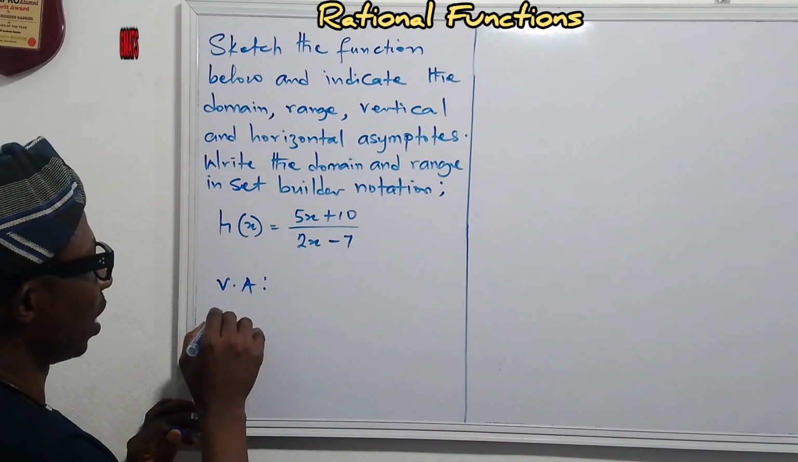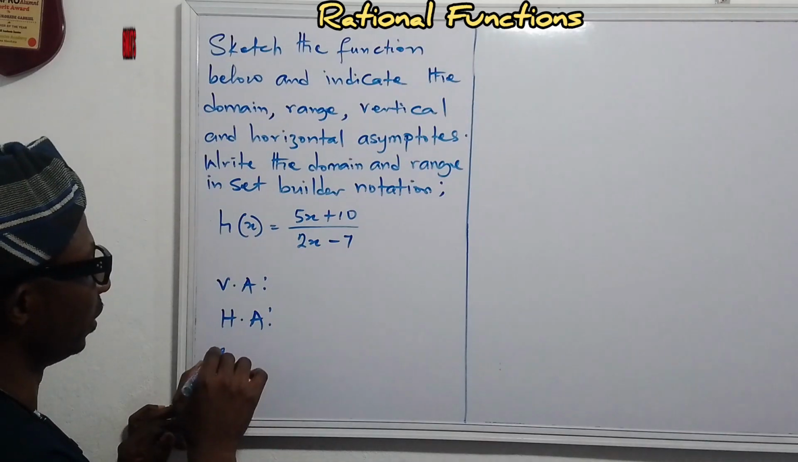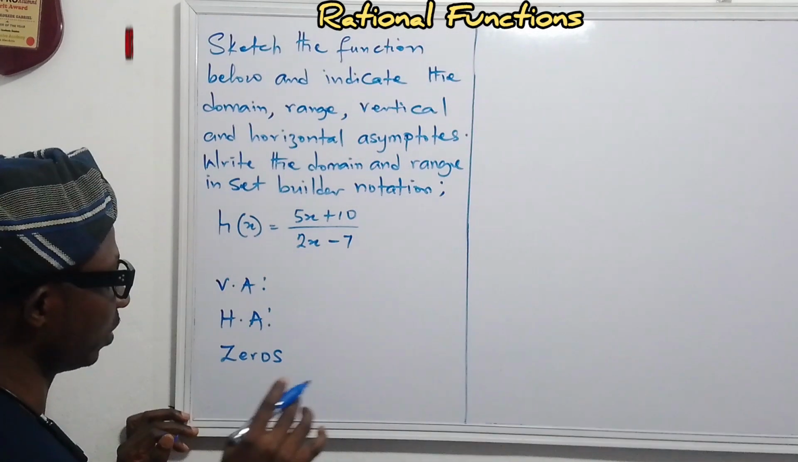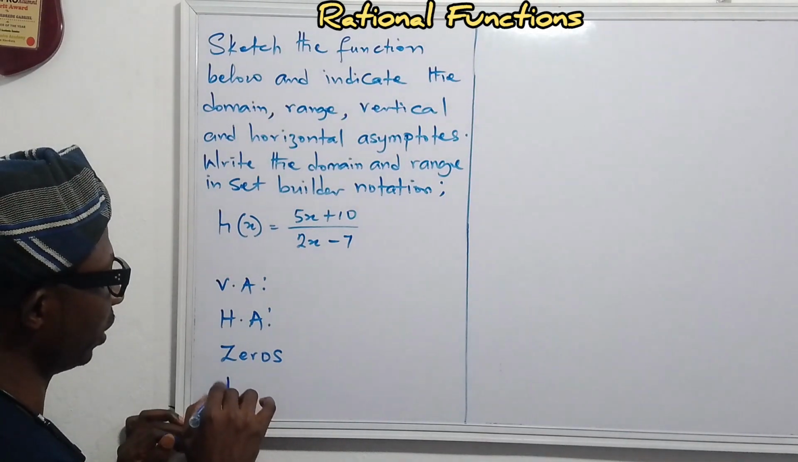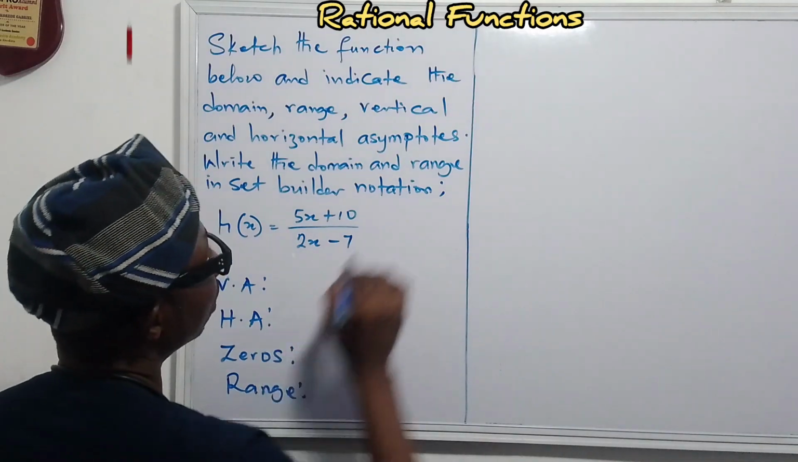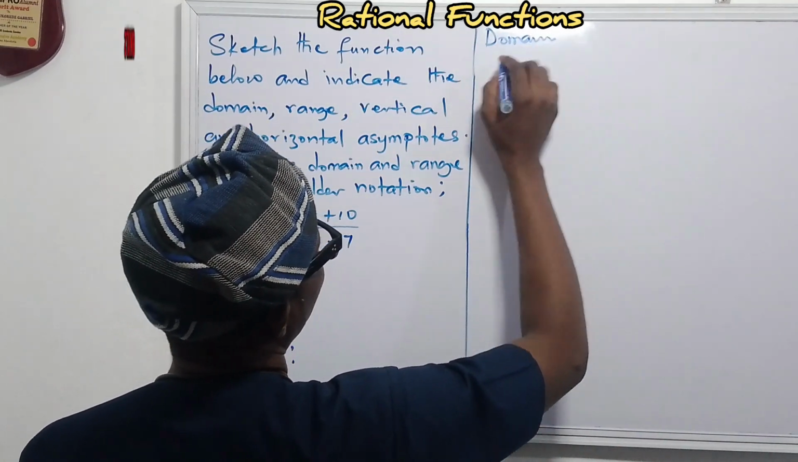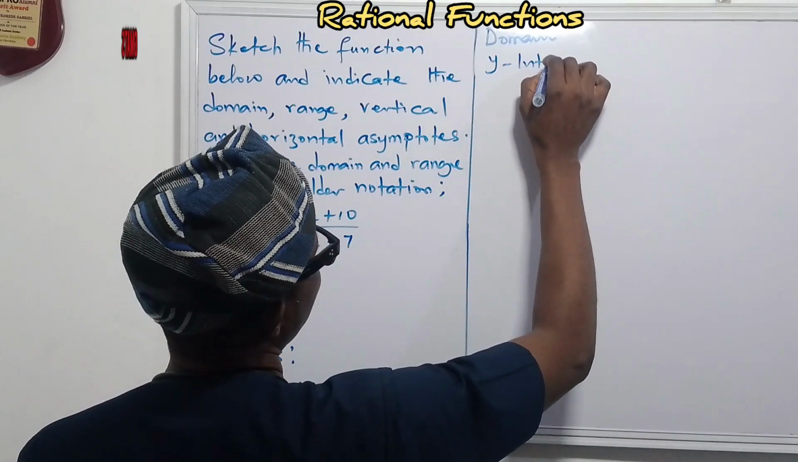So, horizontal asymptotes, okay, the zeros, that's the same thing as x-intercept. So we also have the range, okay, the domain, the y-intercept.